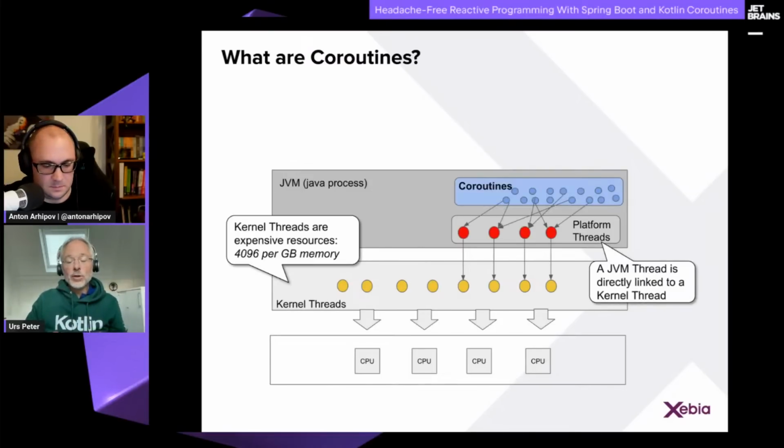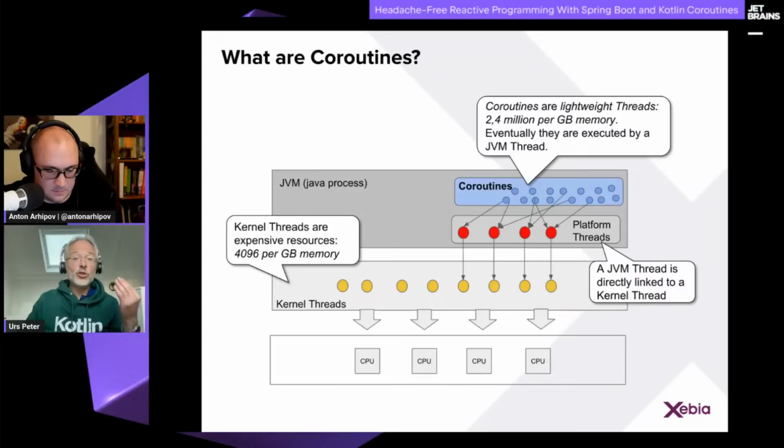The cool thing about coroutines is that they're a layer on top of platform threads, which are very lightweight. So you can have about 2.4 million coroutines per gigabyte of memory. In the end, a coroutine also needs to be executed by a thread, because whenever you want to have stuff done on the JVM, you need a thread. There is no way around it. But a coroutine is not bound to a thread. So one thread can execute many coroutines, and a coroutine can be executed by many threads.